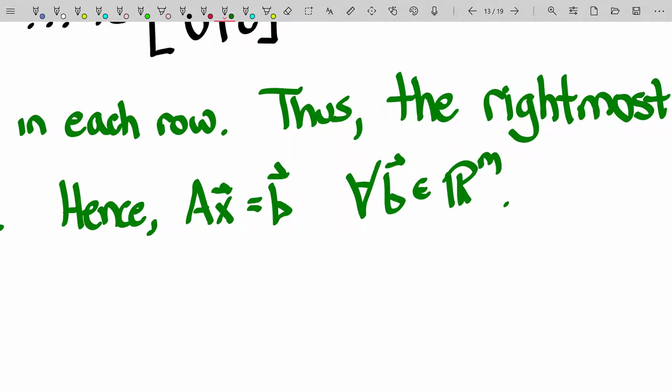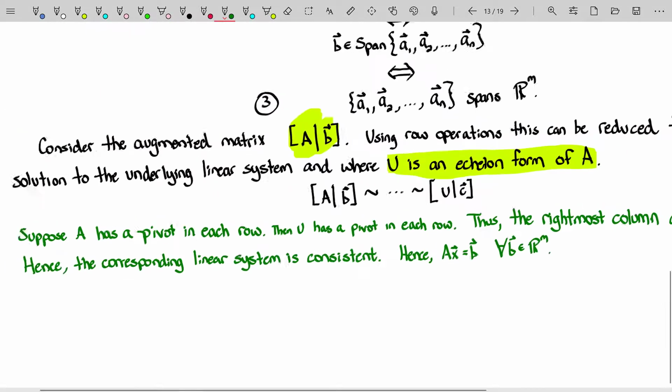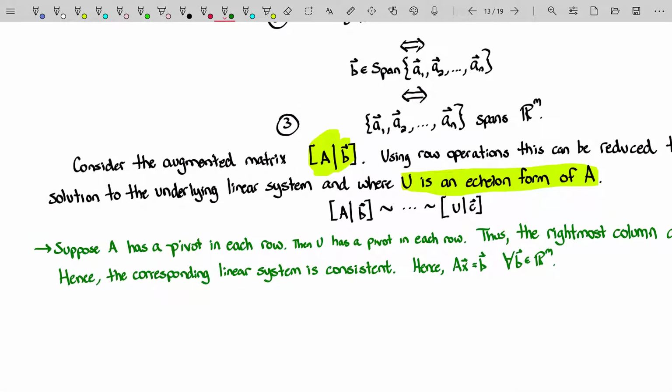And that upside down capital A is, again, a symbolic logic statement. It means for every, or for each, or for all. They mean the same thing. So we have proven, if part 4 is true, that we have a pivot in each row, then part 1 is true. AX equals B has a solution for any value of B in R^m. So great, we've proven 4 implies 1.